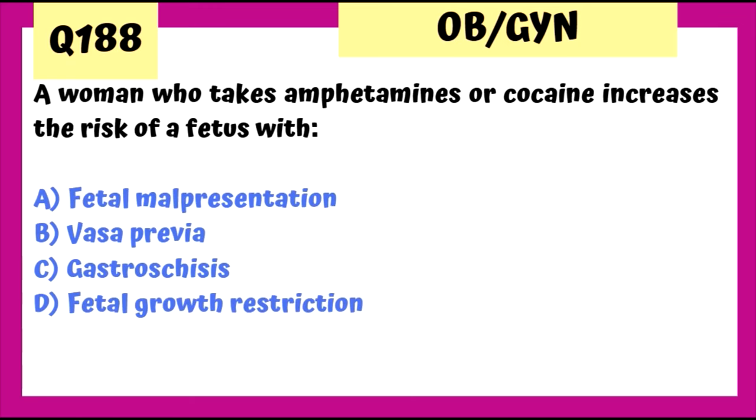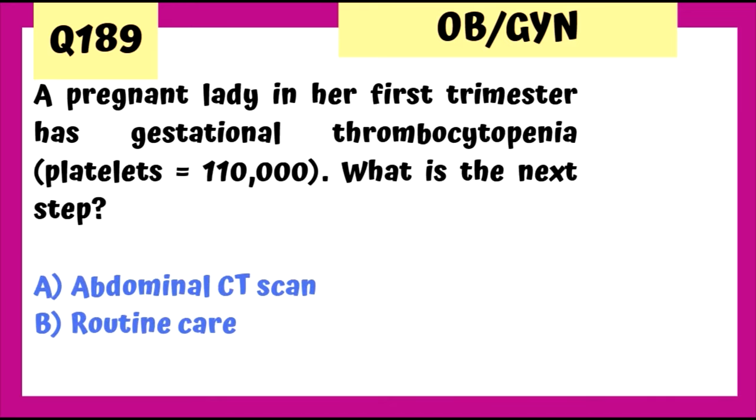All right, question 188, a woman who takes amphetamines or cocaine increases the risk of a fetus with fetal growth restriction because of the constriction. Question 189, a pregnant lady in her first trimester has gestational thrombocytopenia. So this is actually a benign finding where the platelets are low, but not too low. They're above 100, below 150,000. What do you do? So routine care, because it's fine. You don't have to worry about it. As long as there are no other findings, as long as it's just isolated, it's fine.